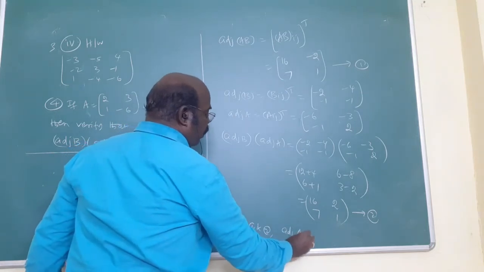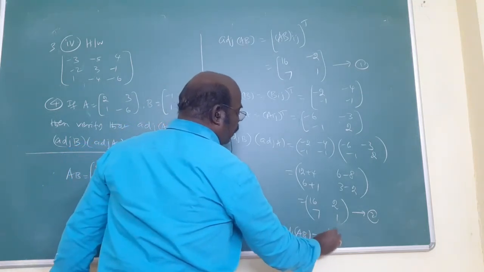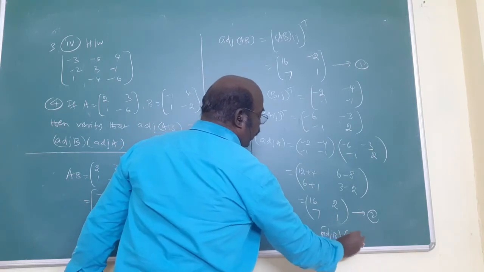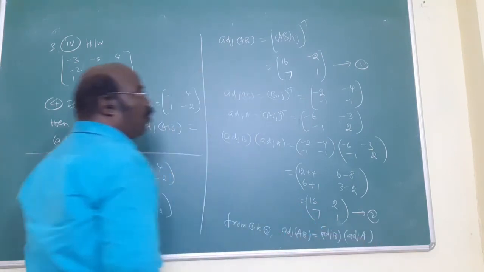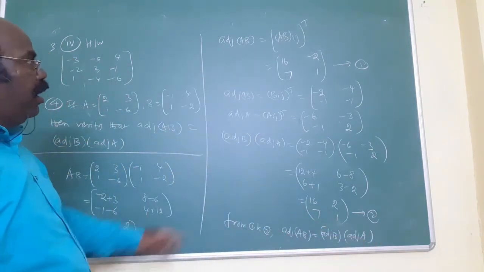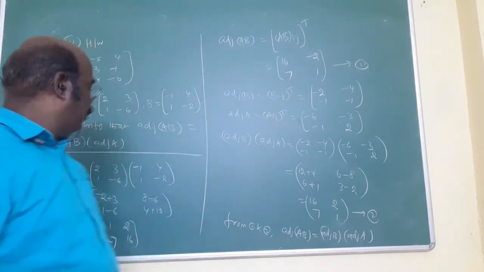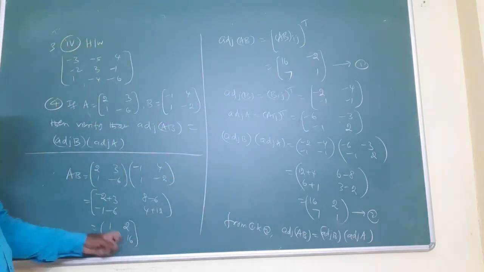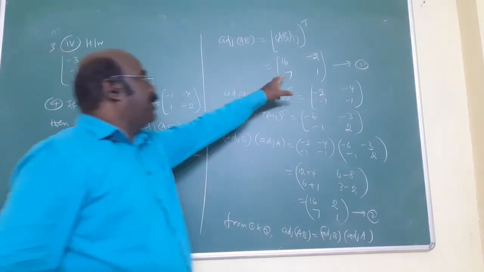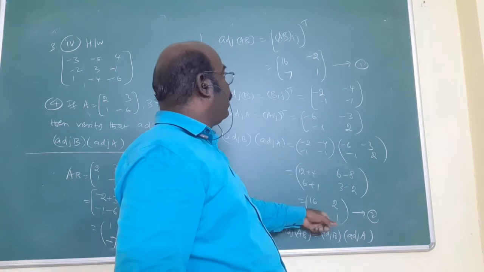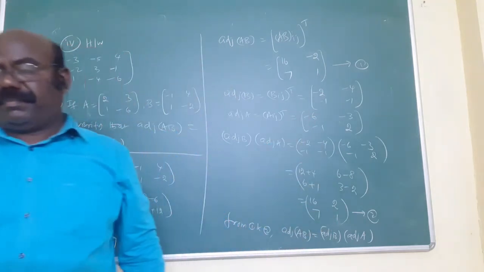Adj AB is equal to adj B into adj A. This will be equal. You want to prove? This will be equal. Very, very important. Here, in this diagram, you change the sign only. Your minus 1, 2 means your plus 7, your minus 2 is coming. The same answer will come. That is the answer.